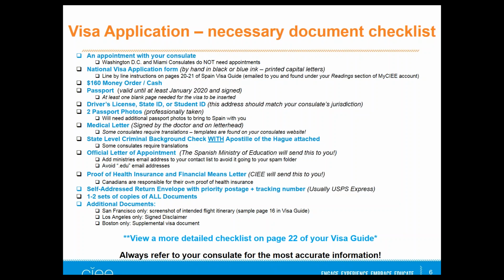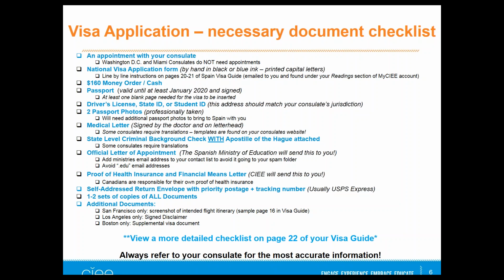The next thing on the list is going to be a self-addressed return envelope, and you're going to want to make sure that has priority postage and a tracking number. That's the biggest thing too, because if you're going to be sending your passport with your visa and all of that, you're going to want to make sure that you know where it is at all times, especially when it's being sent back to you, so that you can make sure you can get to Spain on time.